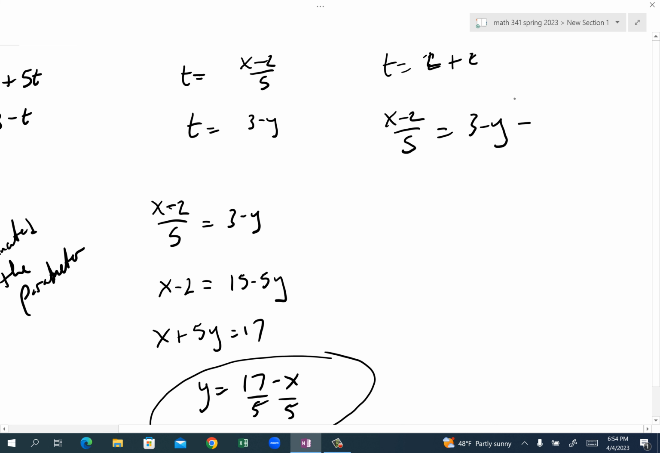What does that even say? I don't even know what that says. Sure, whatever.